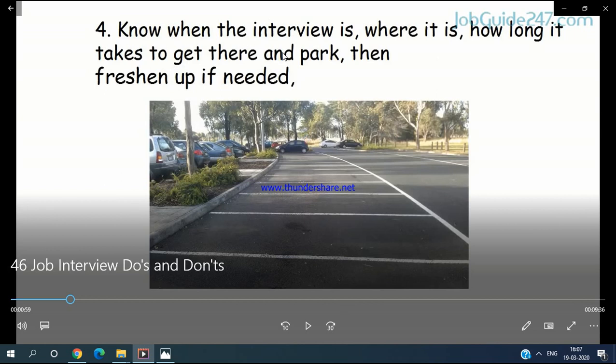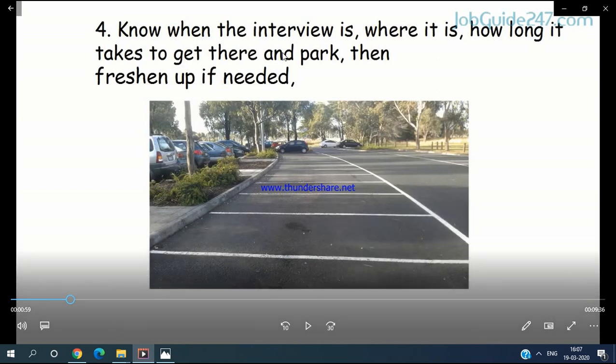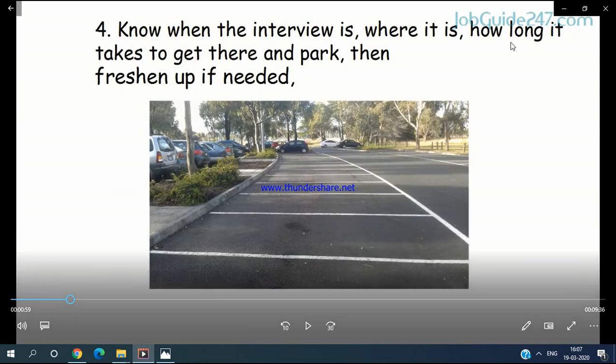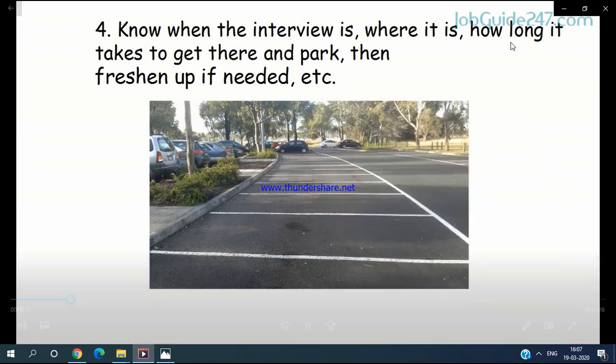Right, so know when the interview is, where is it, how long it takes to get there and park, then freshen up. आपको पहले से ही पता होना चाहिए कि आपका इंटरव्यू कहाँ पर है और कितनी देर चलने वाला है, क्योंकि बहुत सारे इंटरव्यूज के राउंड्स होते हैं, like first round, second round, third round. तो कुछ इंटरव्यू ऐसे होते हैं जो सिर्फ 5 मिनट, 10 मिनट, आधे घंटे में खत्म हो जाते हैं, but कुछ बहुत से इंटरव्यूज ऐसे होते हैं जिनमें राउंड वाइज आधा दिन या फिर एक पूरा दिन भी लग सकता है. So you should know in advance where is your interview location and how long it takes.